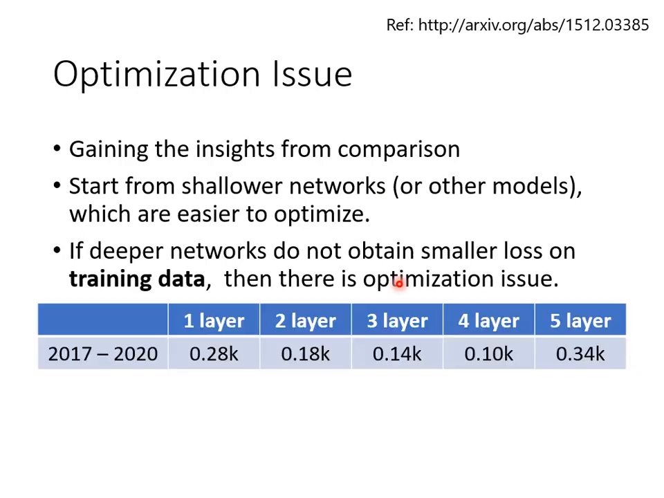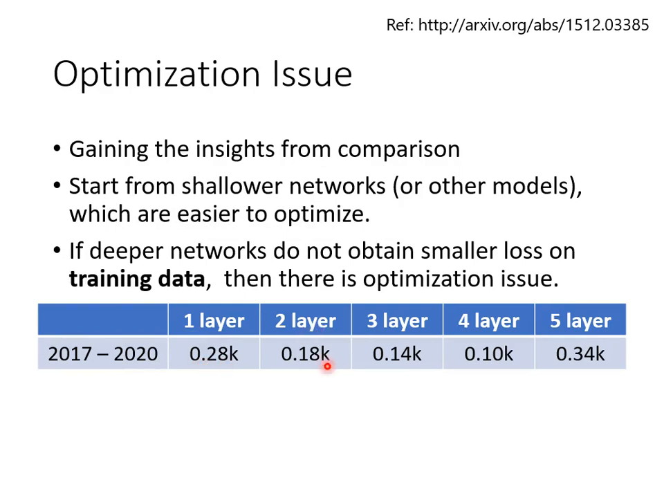For example, we saw this last time when we were predicting the number of viewers. We set on the training data, which are data from 2017 to 2020, a network with one layer has a loss of 0.28k.